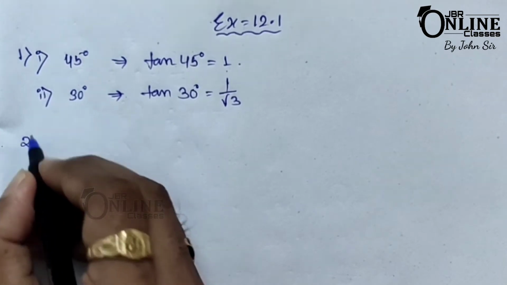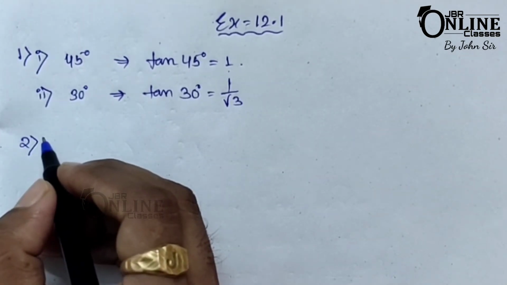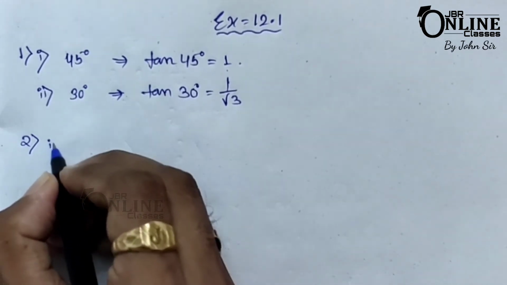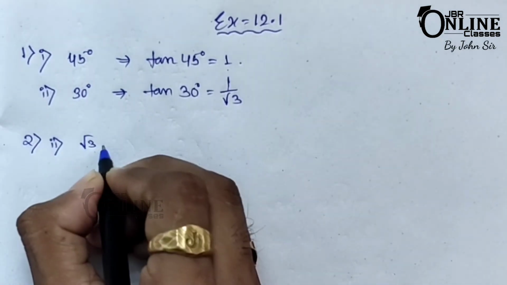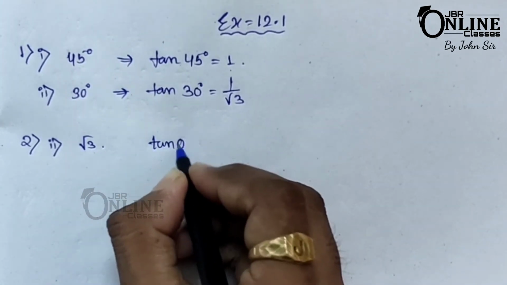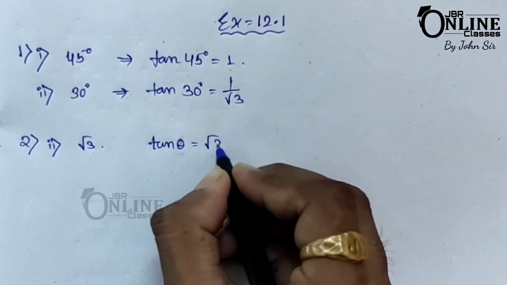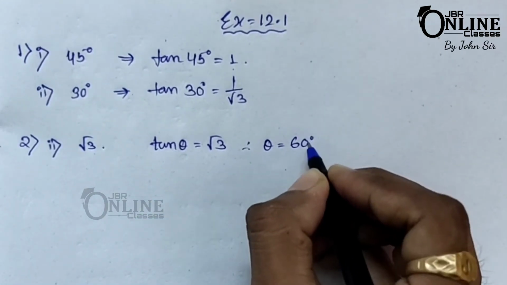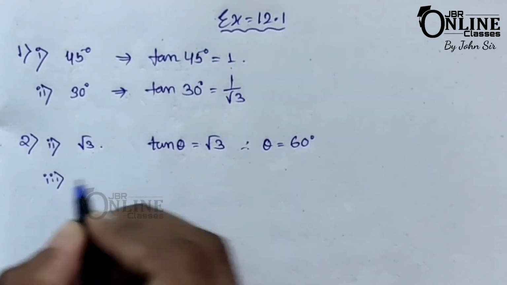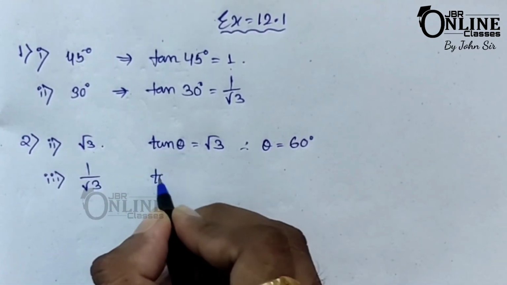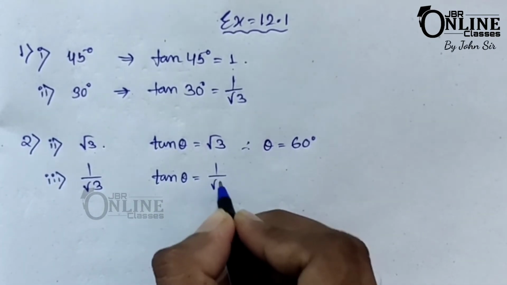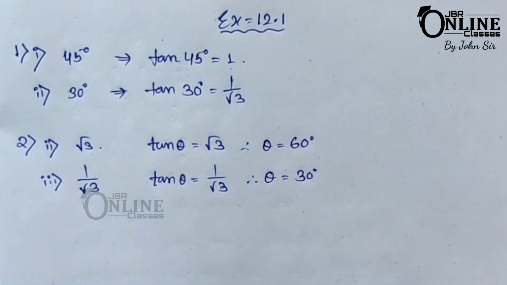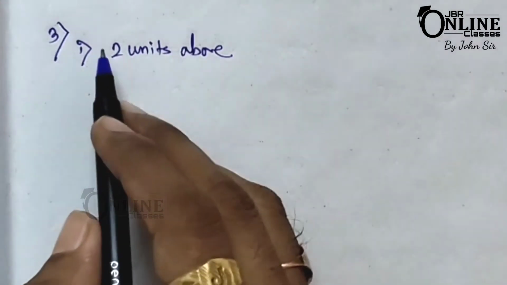Now the second problem. Find the inclination of a line whose gradient is root 3. That means tan theta equal to root 3, so theta equal to 60 degrees. Now number 3, the gradient is 1 by root 3, so tan theta equal to 1 by root 3 and theta equal to 30 degrees.